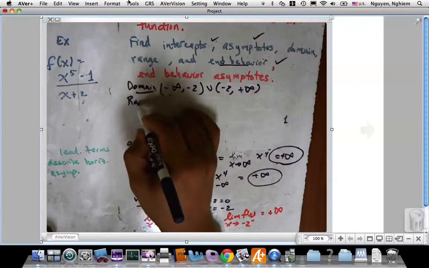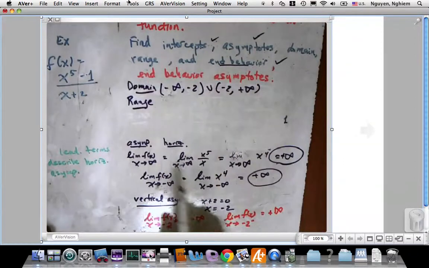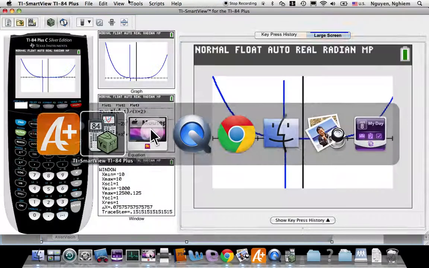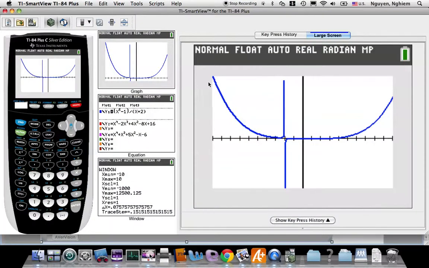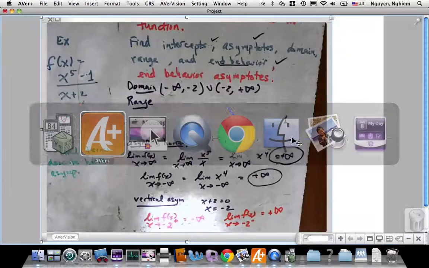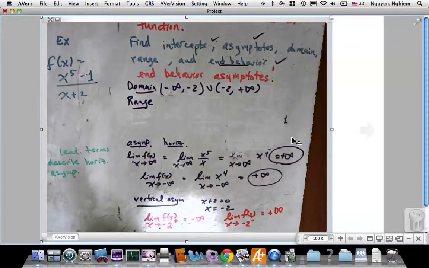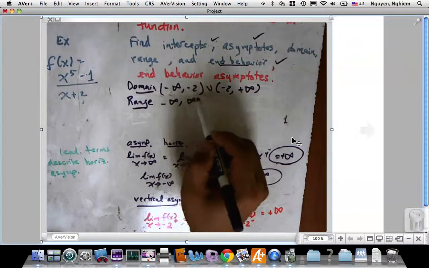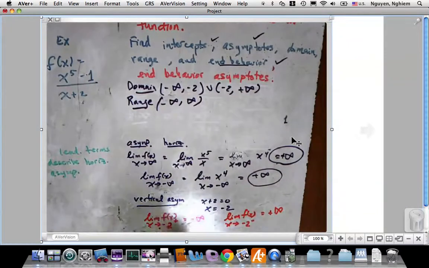Now the range is a little bit tricky. Sometimes the horizontal asymptotes will exclude, if we have a horizontal asymptote, it will exclude certain numbers in the range. But from our graph that we have here, you see that everything is covered. Everything above 0 is covered. Everything below 0 is covered. And 0 itself is also covered, since we know that the X-intercept was at 1. Okay, so in this case, the range is everything, even though it has some asymptotes in there.